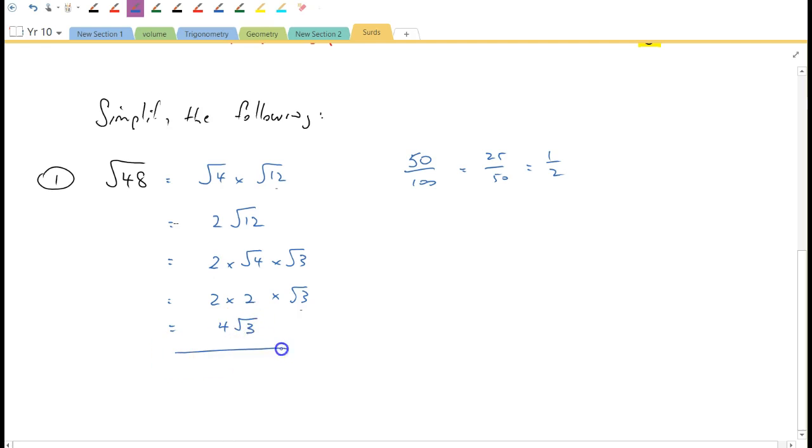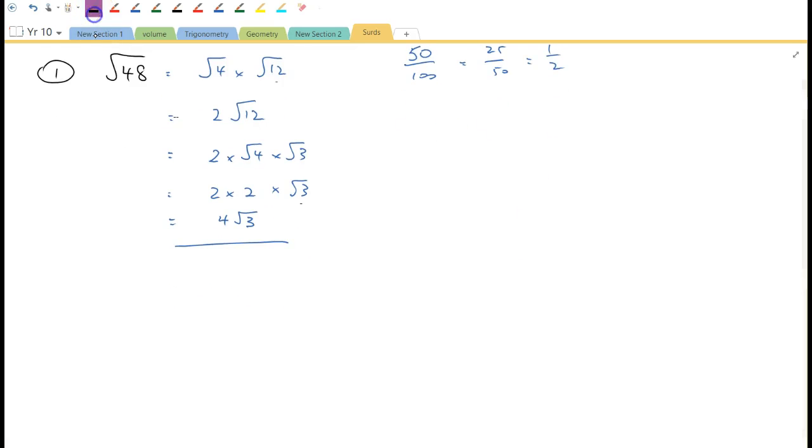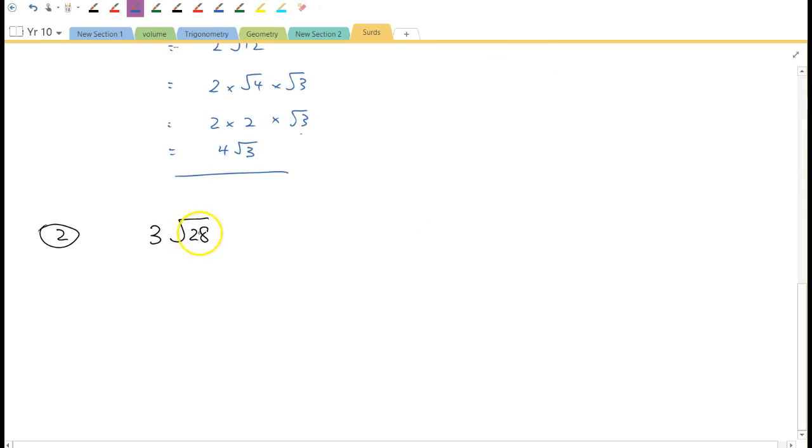It's just 4 root 3 as my simplified answer. Okay, let's have a look at question 2, which is simplify 3 square root 28. So I want you to understand that this 3 is just 3 times this, and it's not going to worry me. All I'm going to do is work on my 28.